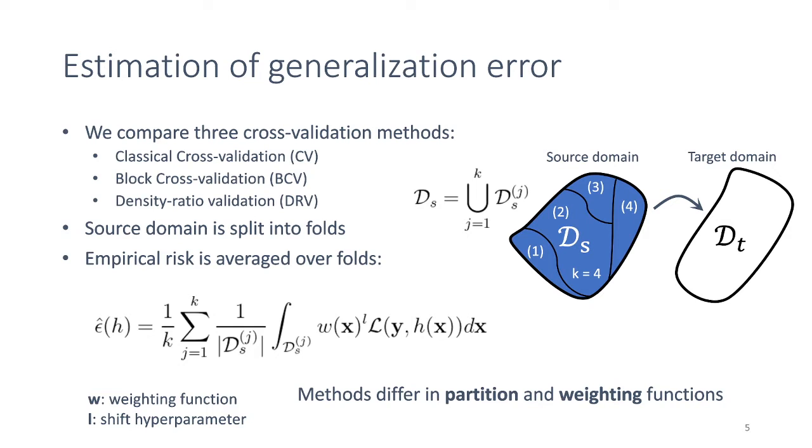Here we will compare three estimators of generalization error: classical cross-validation, block cross-validation, and density ratio validation. All these estimators belong to the same family of estimators based on this splitting strategy, where the source domain is split into k folds, in the illustration k equals 4 folds, and the estimate of the error of the model H is an average of this error inside each of these folds. These three methods differ in the way they partition the source domain and in the way they weigh the samples inside each of these folds.